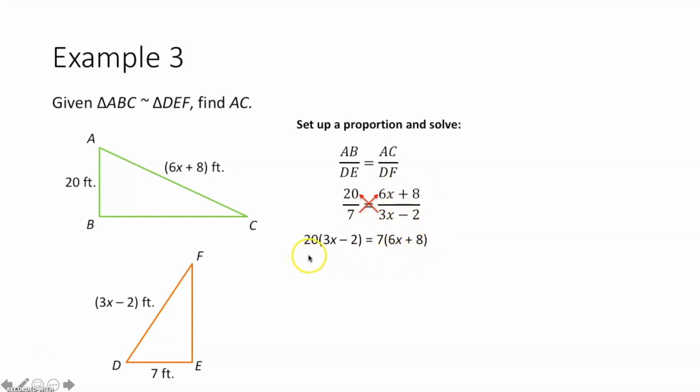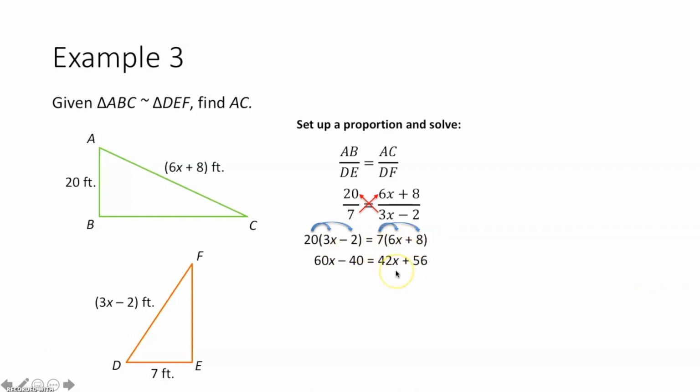Now you know you have to distribute. So I'm going to distribute the 20 to the 3x and to the negative 2. And I'm going to distribute the 7 to the 6x and the 8. 20 times 3x is going to be 60x. 20 times negative 2 is going to be negative 40. 7 times 6x is 42x. And 7 times 8 is 56.